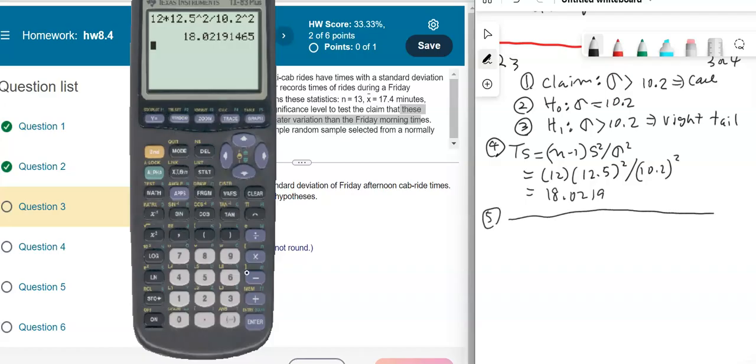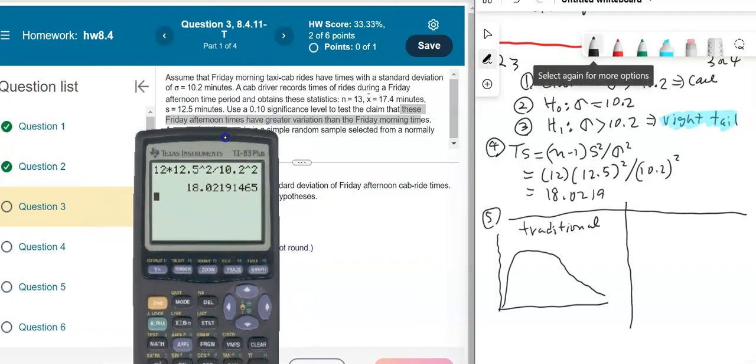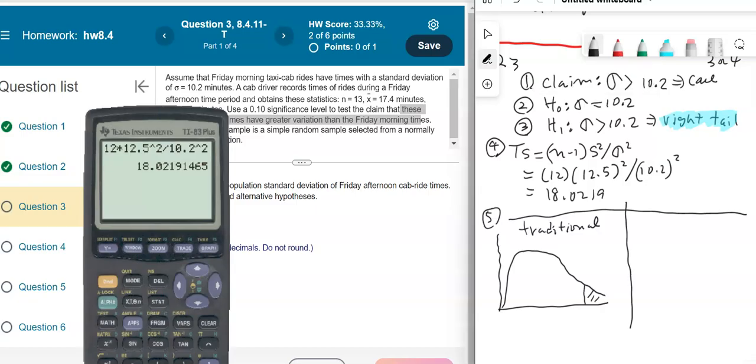Okay, so I'm going to do traditional and p-value. Okay, this is the traditional method. Now in the traditional method, you need to find the critical value, right? But this is a right tail test. So you have to go to alpha equal, what is it, 0.10. So this side is 0.10. This area is 0.10 because it is a right tail test.